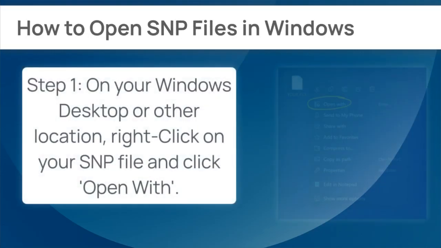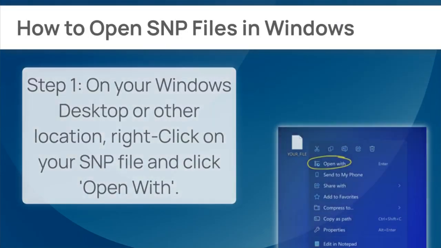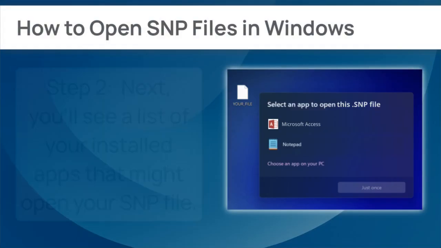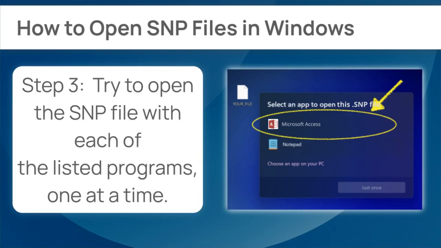We're performing an initial application check. Right-click your SNP file and choose Open With. Test Microsoft Access first. If it's not there, select another program. This simple process often yields a quick fix.